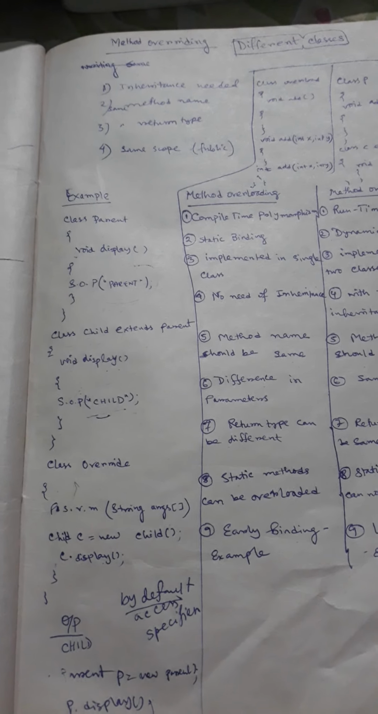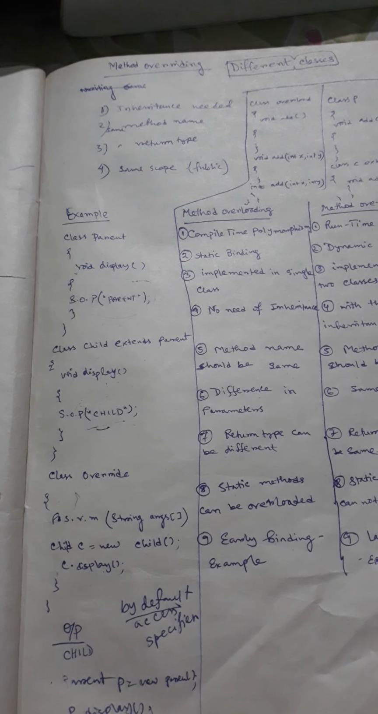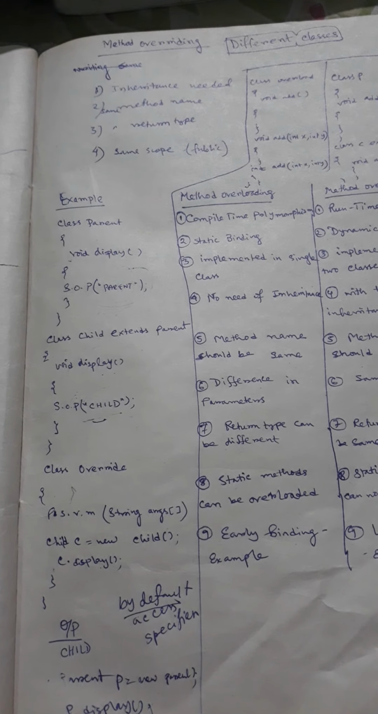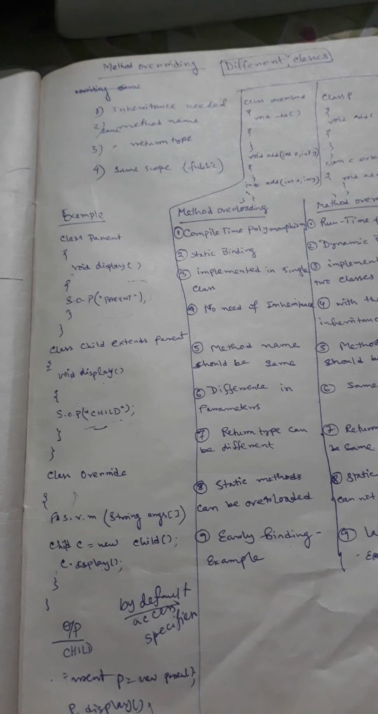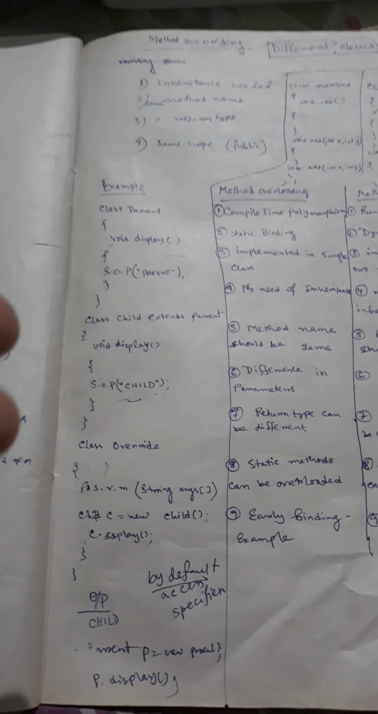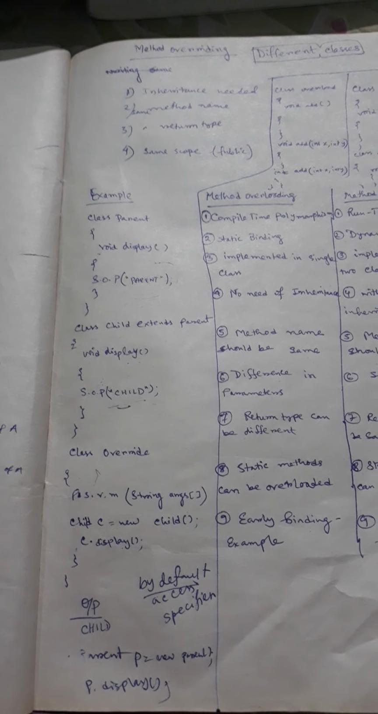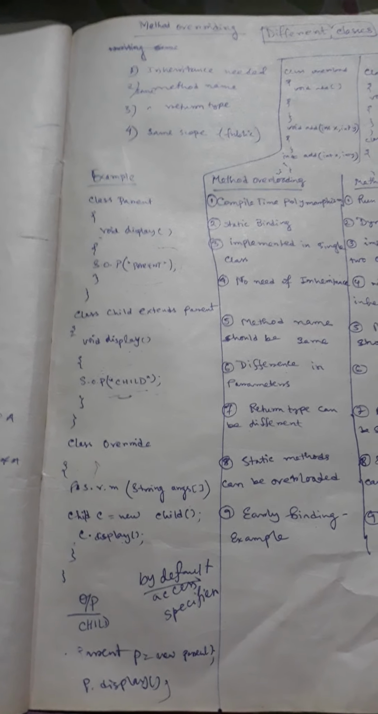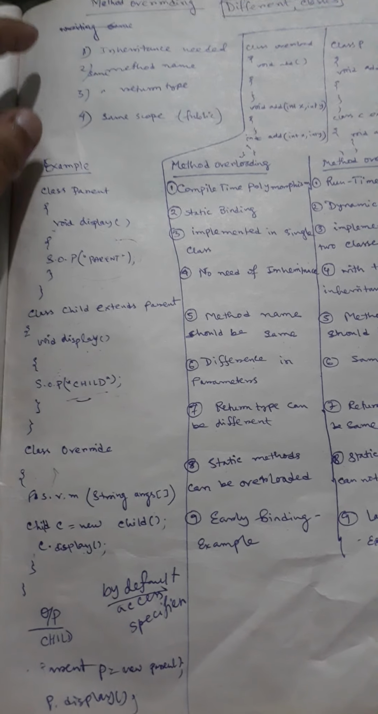four conditions must be satisfied. One, inheritance must be needed. Two, the same method name must be needed. Three, the same return type must be needed, and four, the same scope must be needed. Here is the example where I want to show that the four conditions must be satisfied.